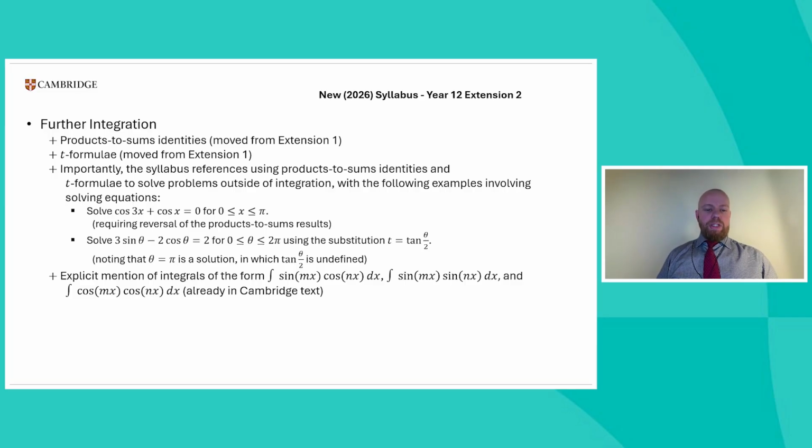So the examples I've got here, we're solving a trig equation using a reversal of the products to sums results. And the next one, they're effectively using a t substitution, and you've got to check for pi, which turns out pi is a solution there. It's not going to pop up. Those integrals right at the bottom there as well, involving products to sums, they're explicitly in the syllabus now, but all that stuff's already in the Cambridge book. Next slide, please.